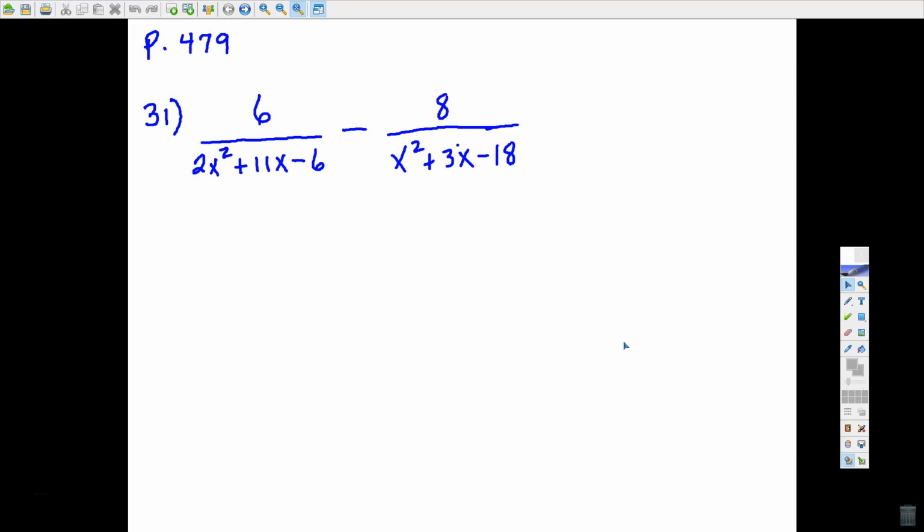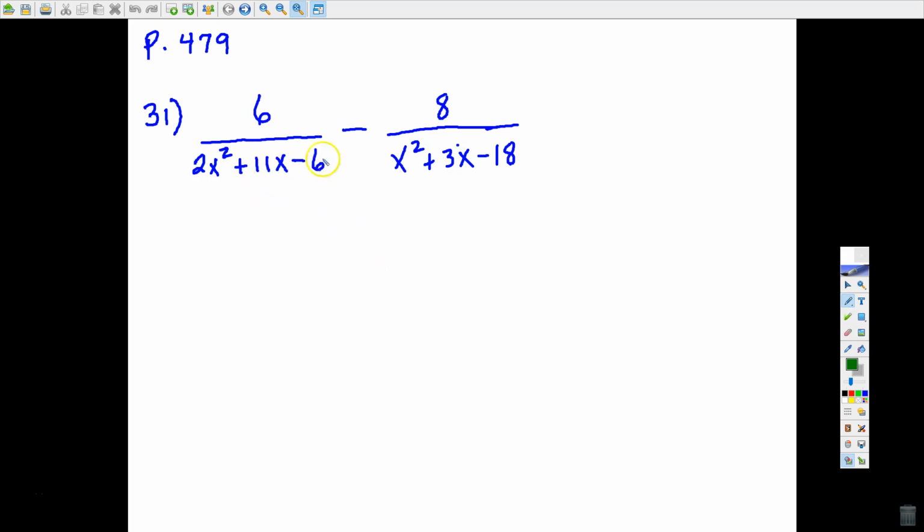Here's some homework help for the lesson 7-2 assignment. I've chosen 3 problems from page 479 and 480. Let's get started with my pen to write here.